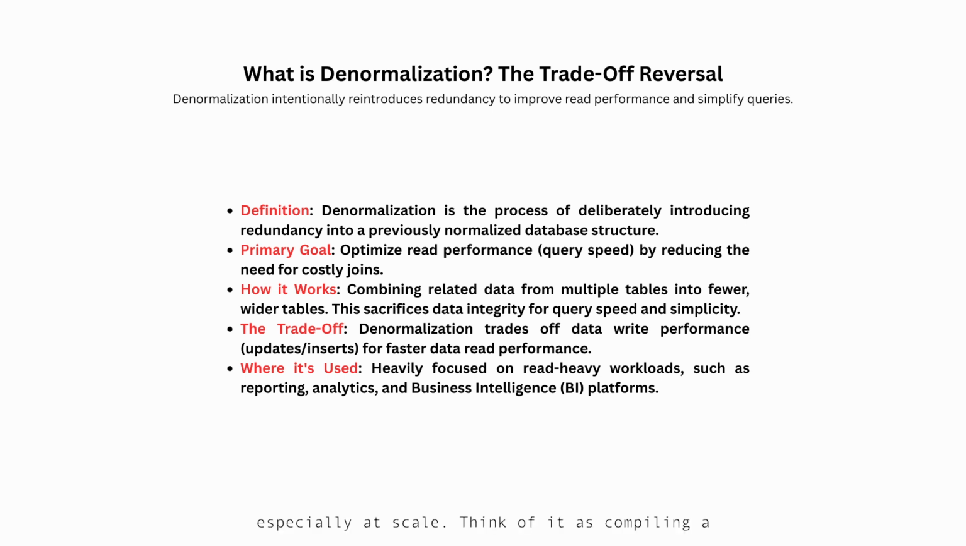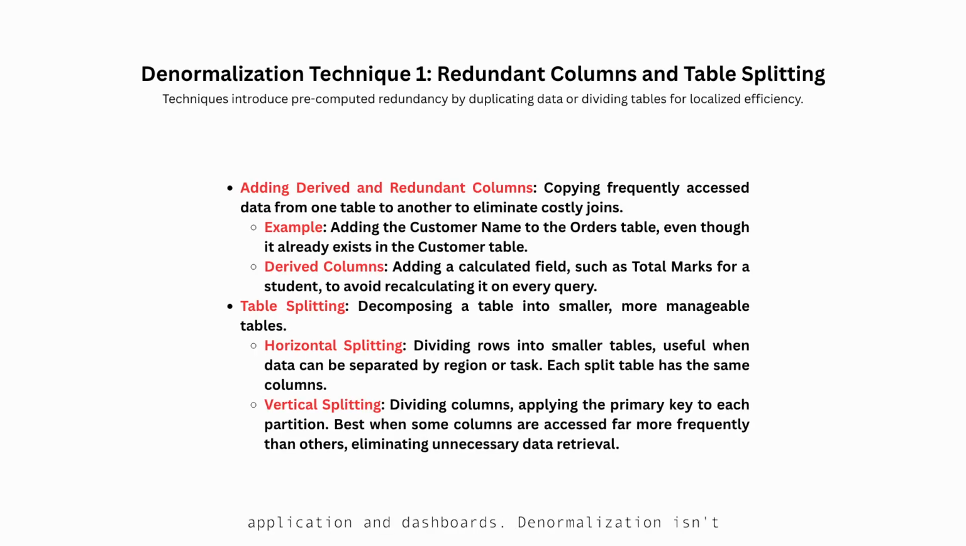Think of it as compiling a comprehensive report. In a fully normalized system, getting a sales report requires joining the customers, orders, and product tables every single time. In a denormalized system, you might pre-join or duplicate the customer and product names directly into the orders table. Now generating the report is a single fast table scan. While this increases the risk of inconsistency and requires more storage, it gives you the speed needed for real-time applications and dashboards. Denormalization isn't just about throwing structure away, it's about applying strategic redundancy.